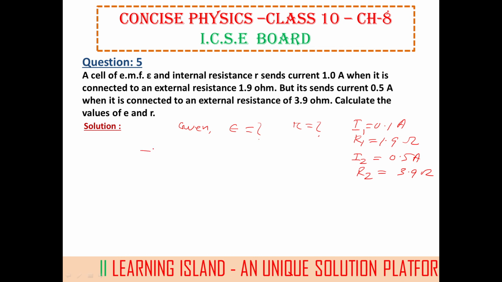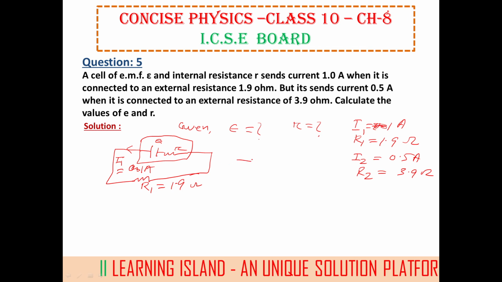This is the battery with internal resistance small r and EMF epsilon. It is connected, in the first case, with a resistance of R1 equal to 1.9 ohm. So the current passing through the circuit is I1 equal to 1 ampere. I have written here, it is 1 ampere.